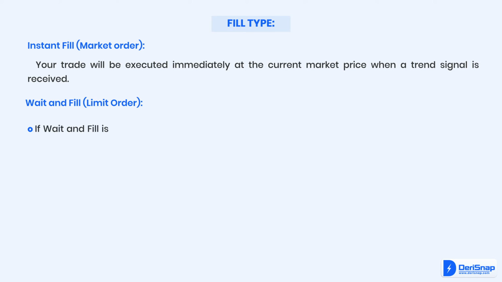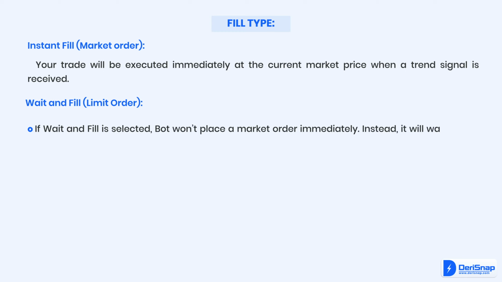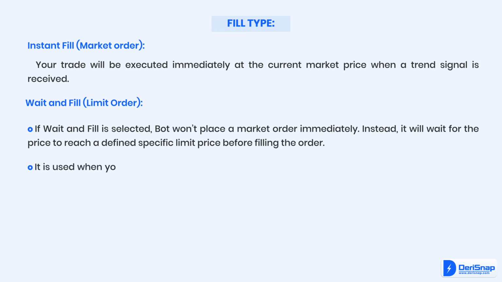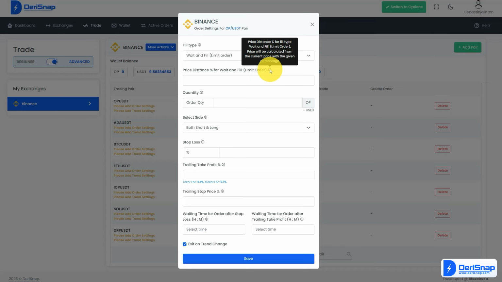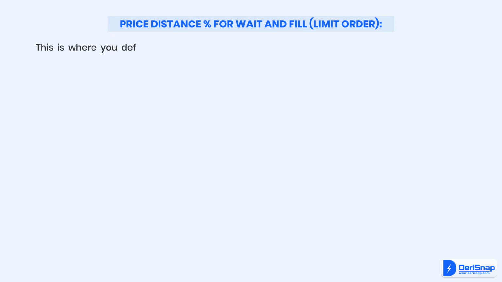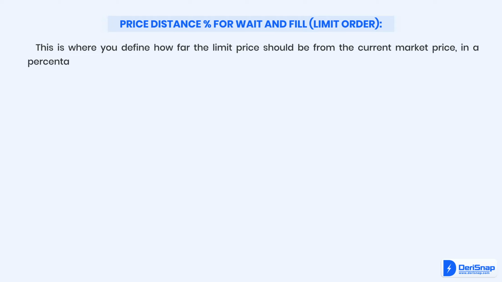If Wait and Fill is selected, bot won't place a market order immediately. Instead, it will wait for the price to reach a defined specific limit price before filling the order. It is used when you don't want to enter the trade at the current market price, but at a better price, lower for buy orders or higher for sell orders. If Wait and Fill is selected you need to define price distance percentage. This is where you define how far the limit price should be from the current market price, in a percentage.